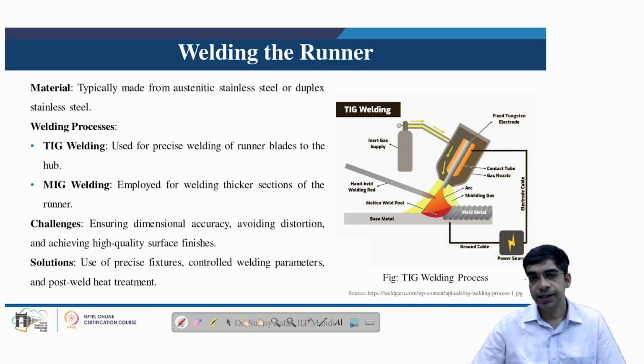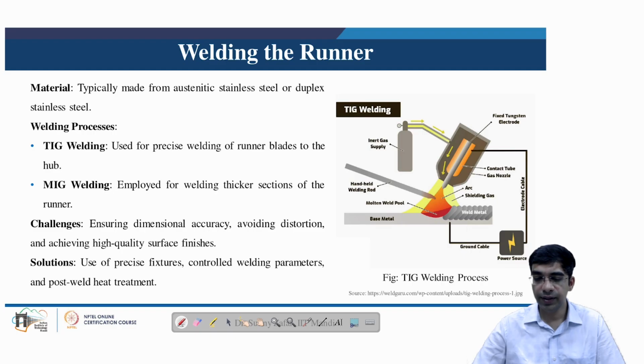There are several challenges with this, such as ensuring dimensional accuracy, avoiding distortion, and achieving high quality surface finishes. Solutions involve the use of precise fixtures, controlled welding parameters, and subjecting the components to post-weld heat treatment.